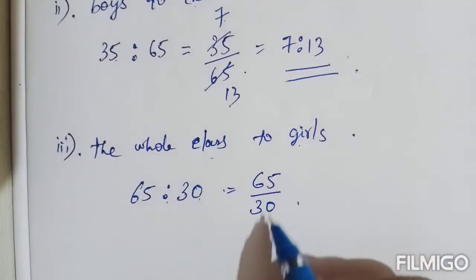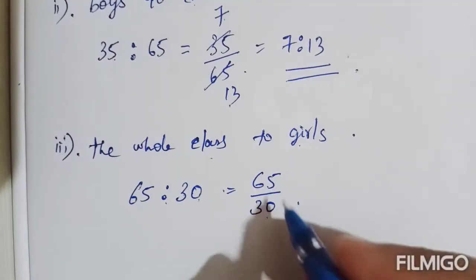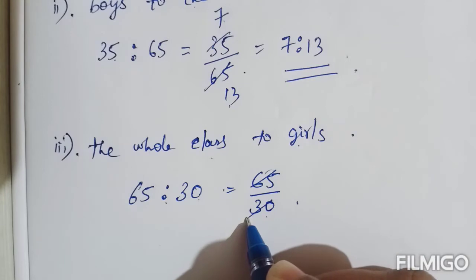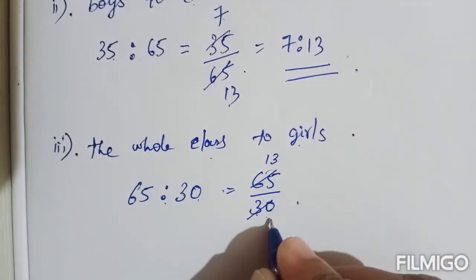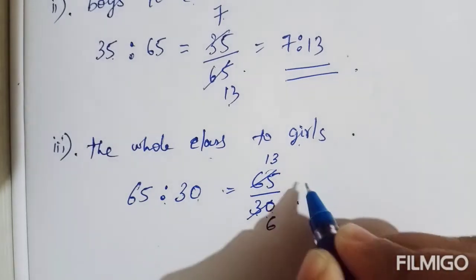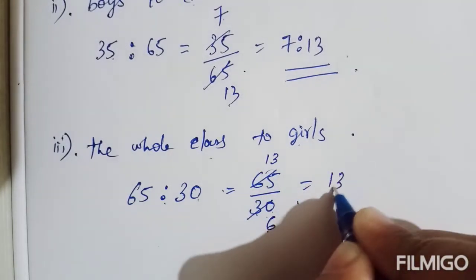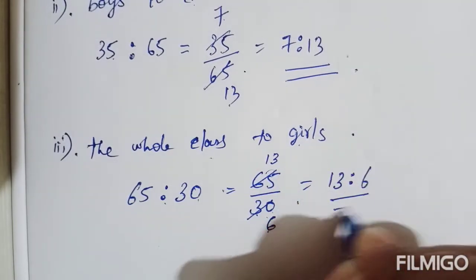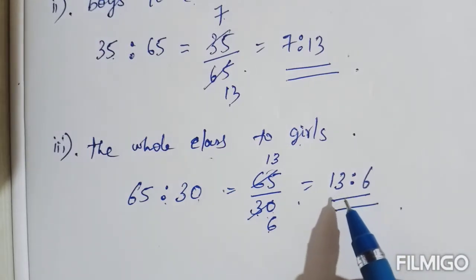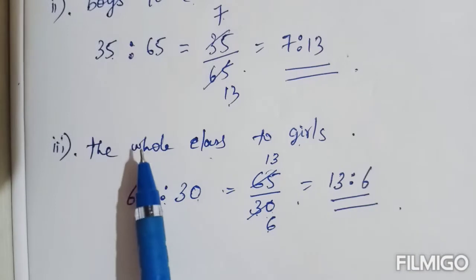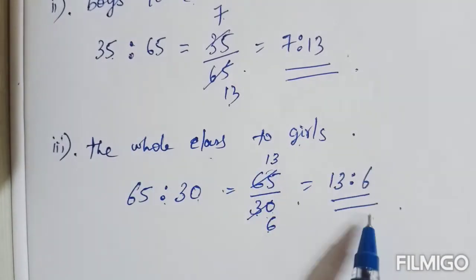We can write it as 65 by 30. Now both 65 and 30 will go in 5. So we can reduce. 65 divided by 5 is 13 and 30 divided by 5 is 6. So 13 by 6, we can write it as 13 is to 6. Okay, so this is the ratio of the whole class to girls.